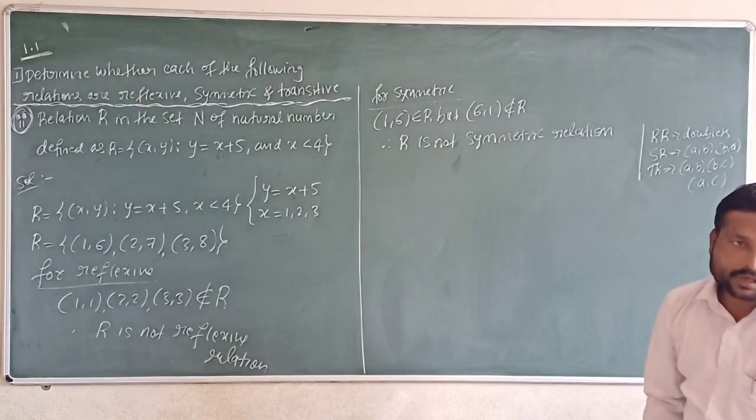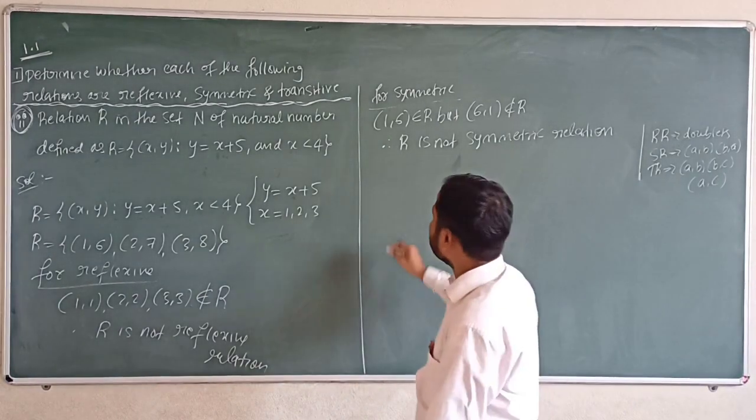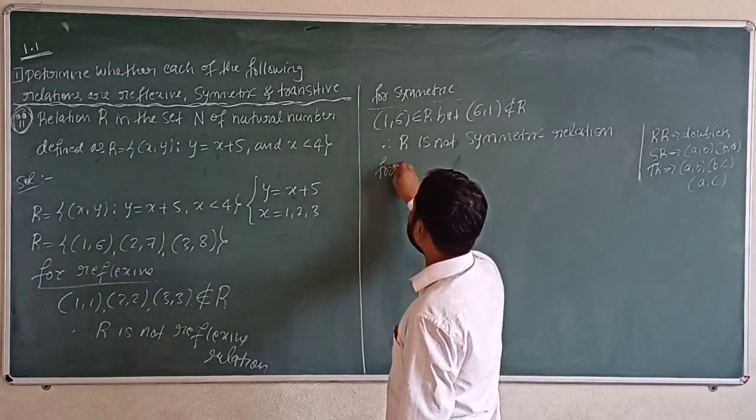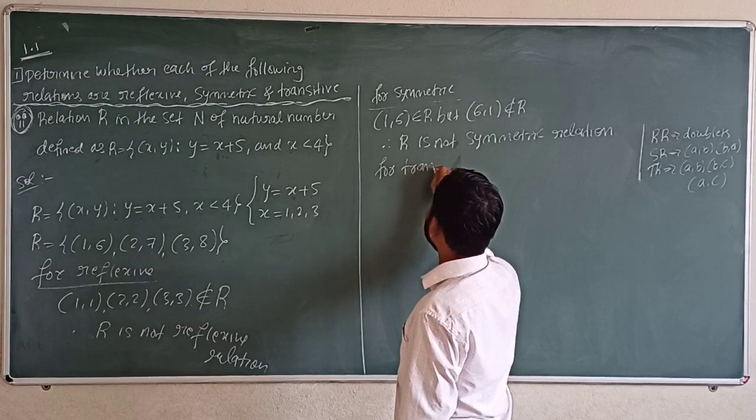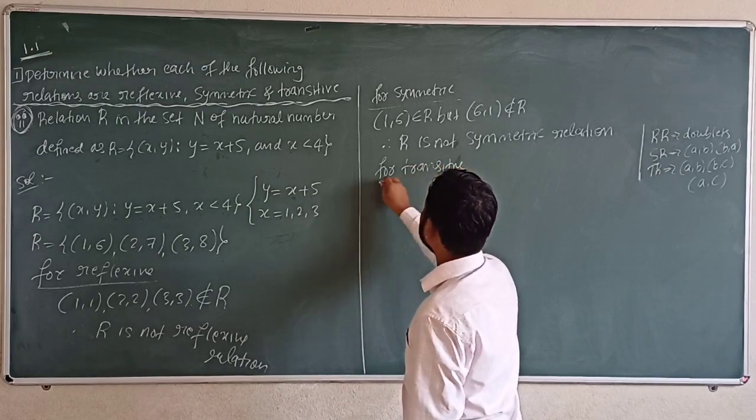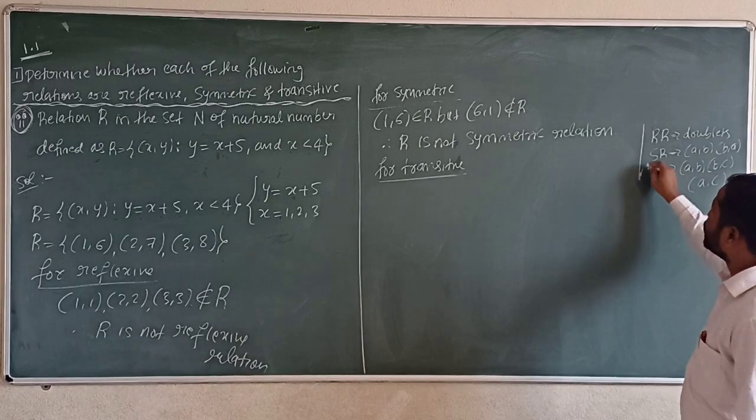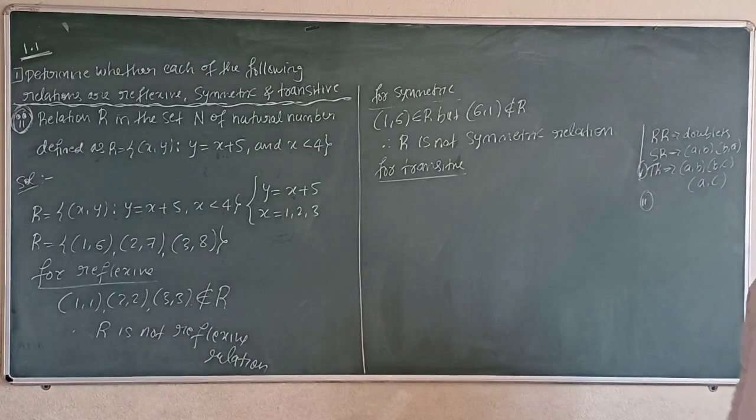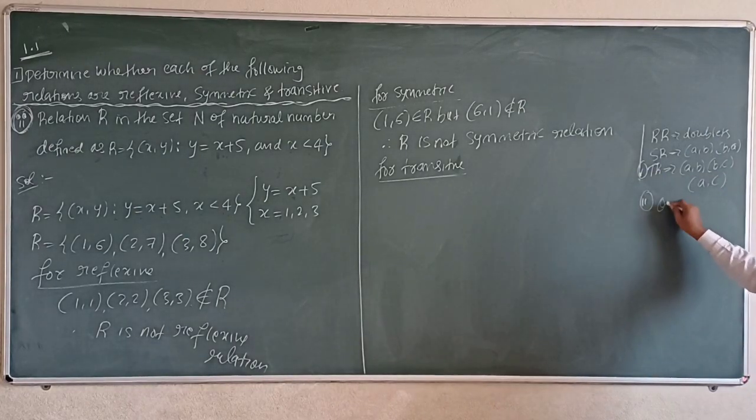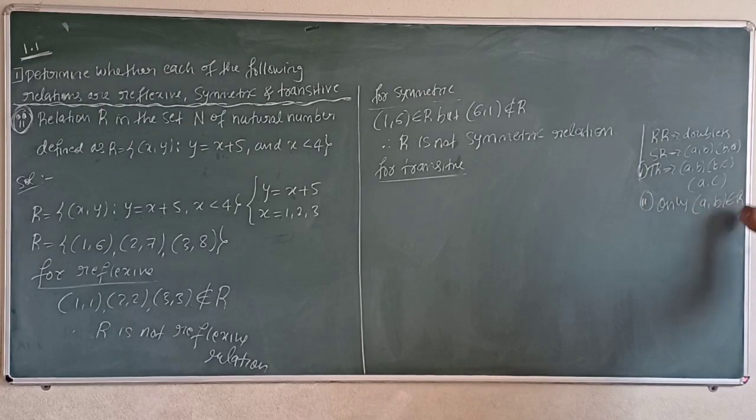Then go forward. The last relation: take up transitive now. For the transitive relation, there are two cases: a b, b c, a c. The other case is when only a comma b belongs to R, it is said to be transitive only. They are not given b c, so it is not necessary to check, or not necessary to tell a c.